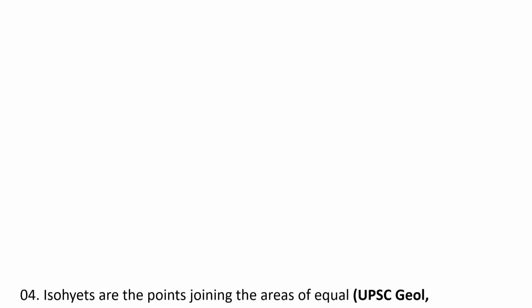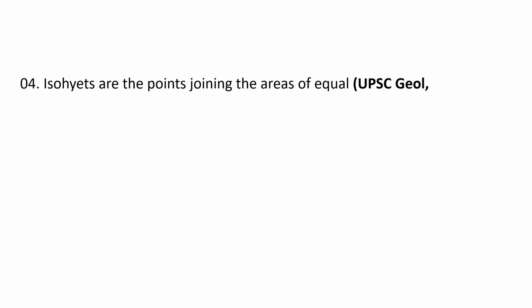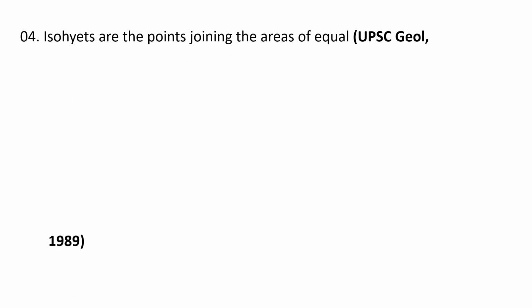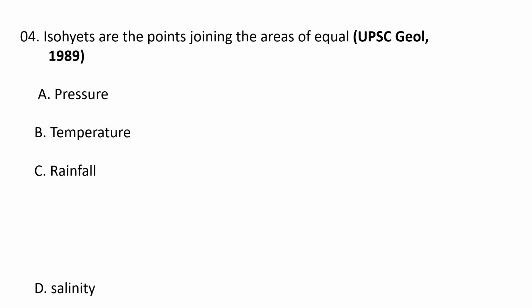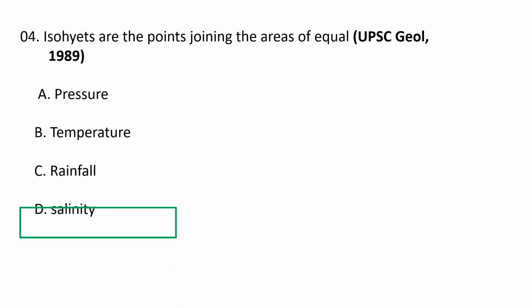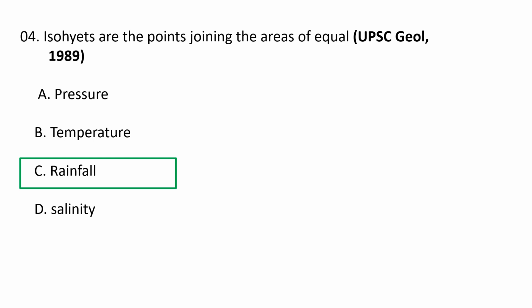Limestone. Next question. Isohyets are the points joining the areas of equal A. Pressure, B. Temperature, C. Rainfall, D. Salinity. The correct answer is C. Rainfall. Isohyets are the points joining the areas of equal rainfall.